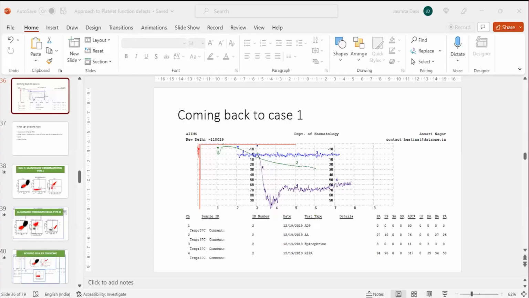So the next question is, can I repeat the LTA graph interpretations? Okay, so let me go back to the relevant slide. So I'll share my screen again.